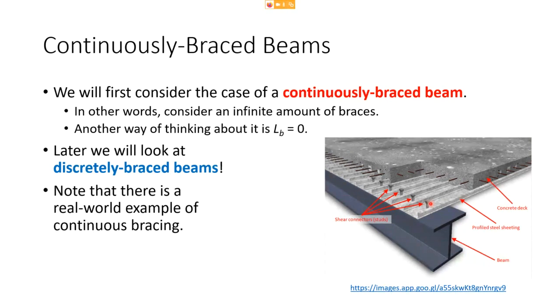And so when you load the beam, the concrete is along the entire span, preventing that beam from moving left to right. So it's providing a brace continuously along the beam, hence a continuously braced beam. This is the first scenario that we consider, a continuously braced beam, because it's the simplest case. Later on, we'll look at discretely braced. But again, you've got to walk before you can run, so we're going to take our time with that.